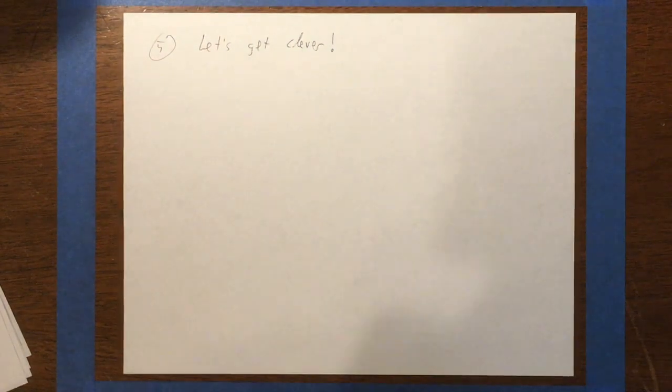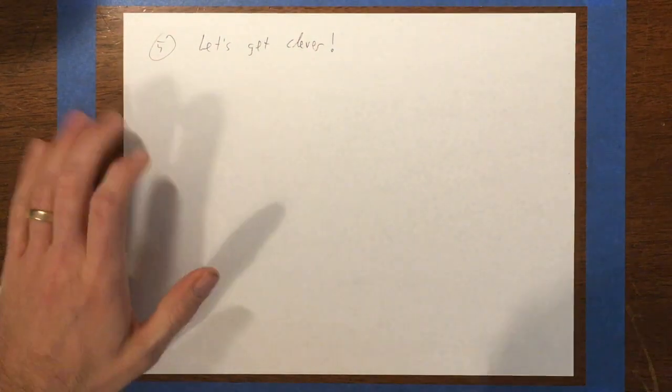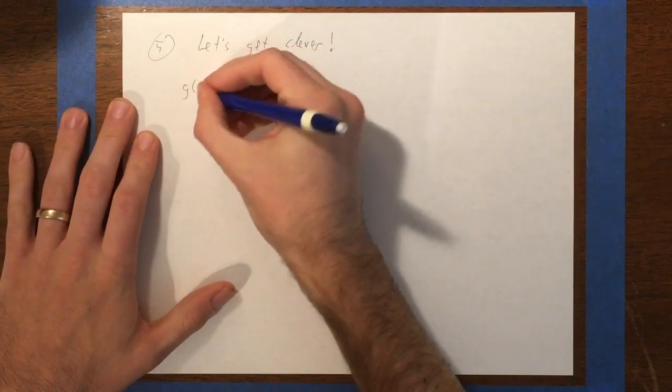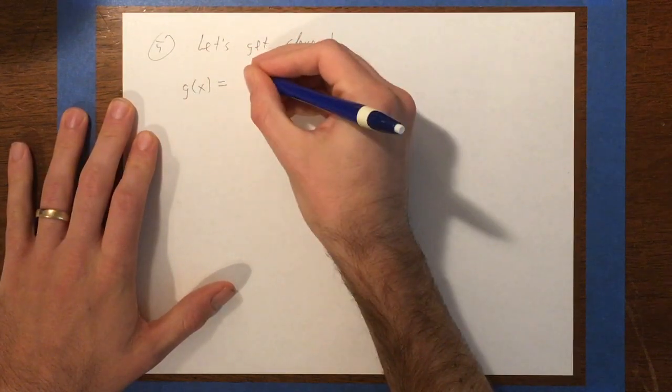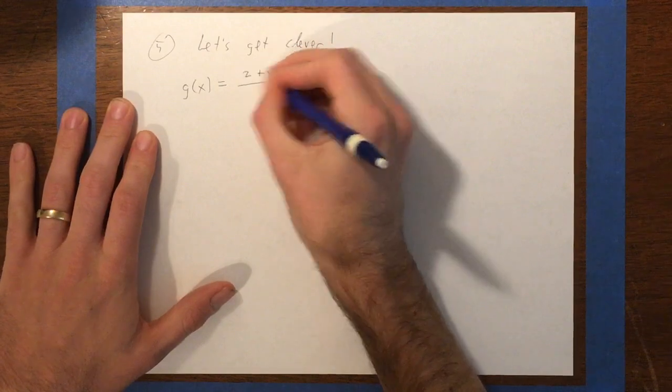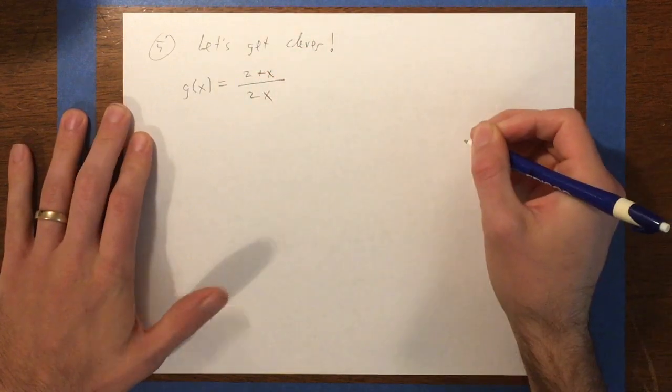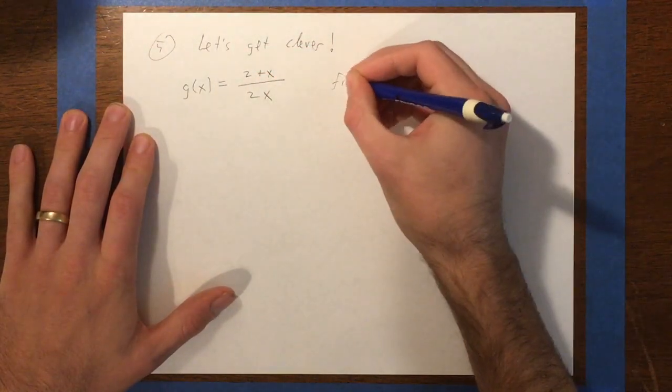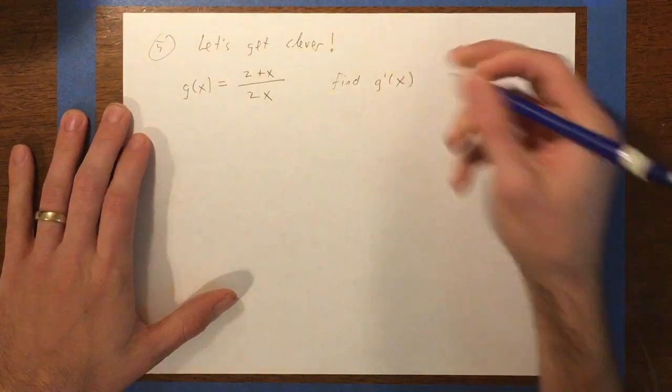All right, so let's do one more example. Let's take a function, let's call it g of x. Let's define it as 2 plus x divided by 2x. Okay, let's find g prime.